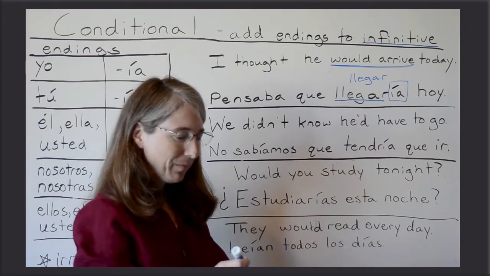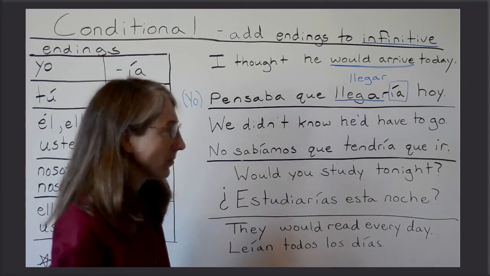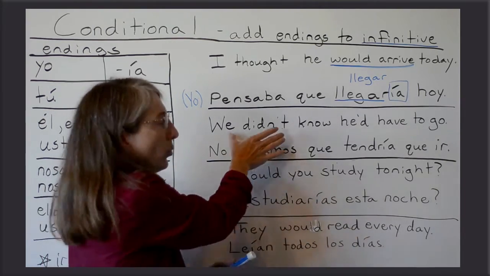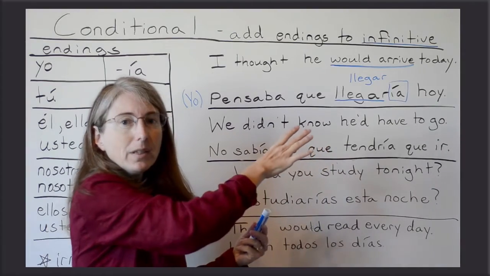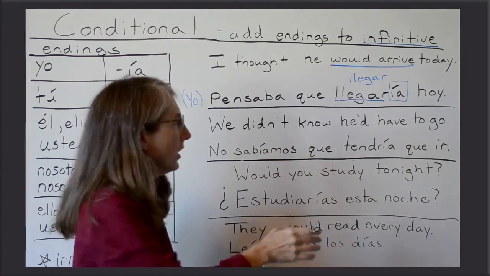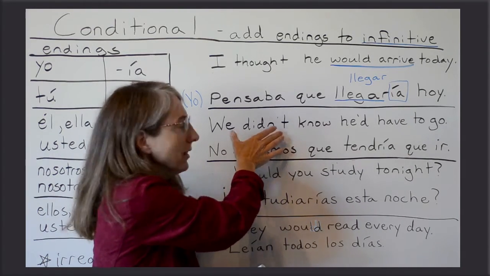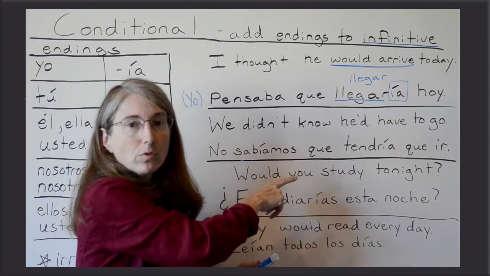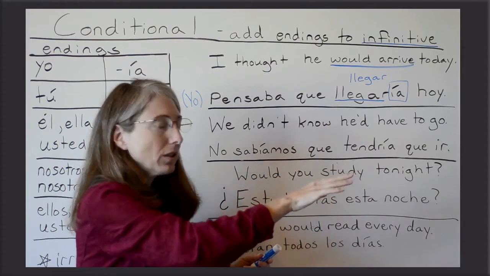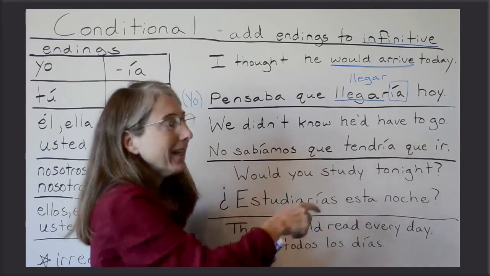Now let's look at another example. We didn't know he'd have to go. So the first phrase, we didn't know, is setting up the condition for using the conditional tense in the next verb. So in this verb, we just use the past tense, the imperfect tense. No sabíamos. Then the next verb is our condition. No sabíamos que tendría que ir.